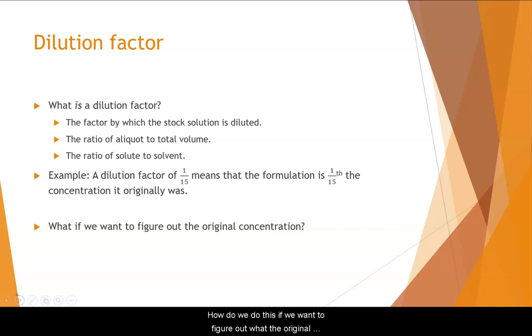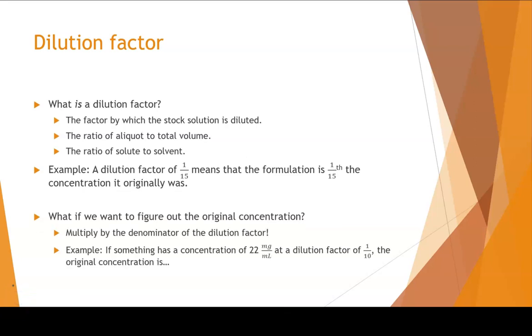So how do we do this if we want to figure out what the original concentration was? What we do is we multiply the denominator of the dilution factor. So for example, if something has a concentration of 22 milligrams per milliliter at a dilution factor of 1 in 10, that means the original concentration is 10 times that strength. The original concentration would be 220 milligrams per milliliter. So this dilution factor is changing the concentration.